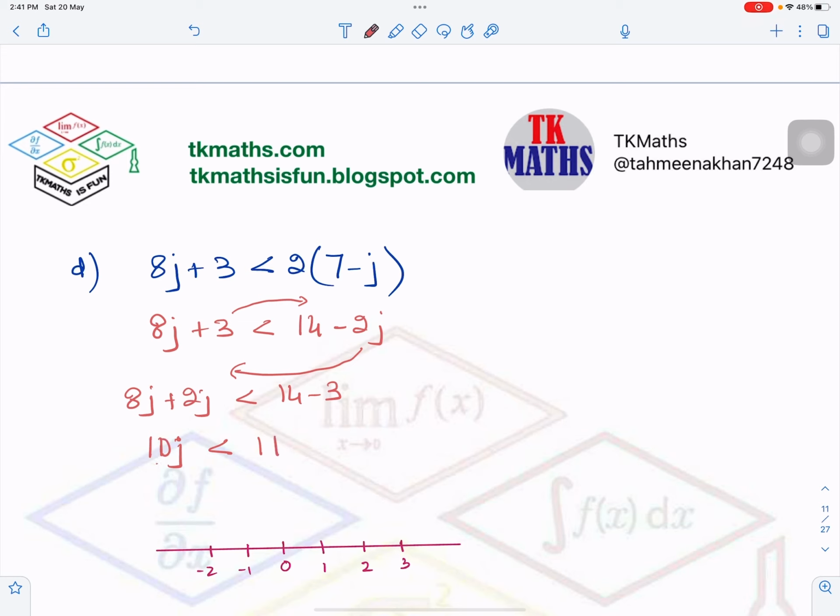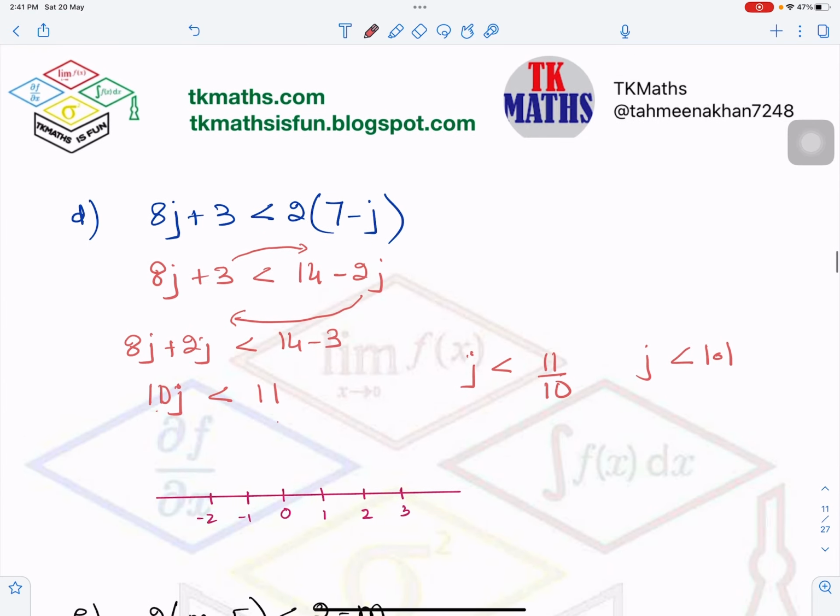Now 10 is positive 10, so when it goes to the other side, the sign of inequality will not reverse, right? So it will be j is less than 11 divided by 10, which means j is less than 1.1. Now when you draw the number line, you show like 1, 2, 3, 4. You know 1.1 will come after 1. So just make a dot here, just to show that this is where you're taking 1.1. Okay, it's not accurate, just to sketch it.